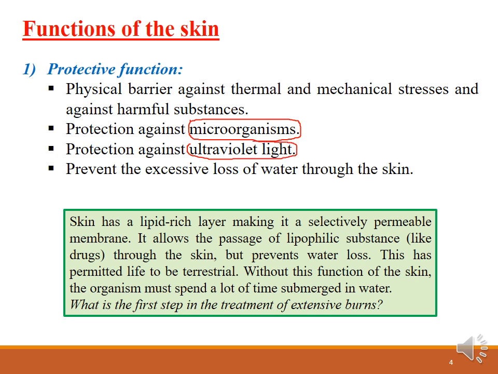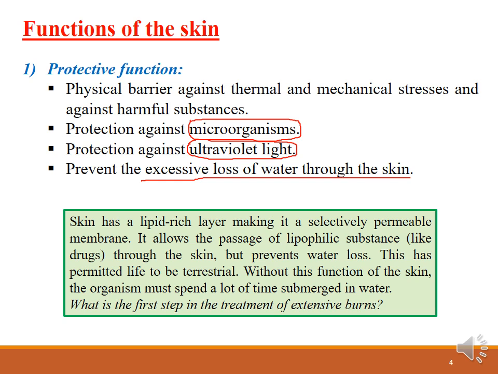Ultraviolet light is both beneficial and harmful to the body. It is beneficial in a certain way and harmful in another way. We are going to talk in more detail about that. But the skin provides a way to protect the body from the harmful effects of ultraviolet light. A very important function of the skin is that it prevents the excess loss of water through the skin.